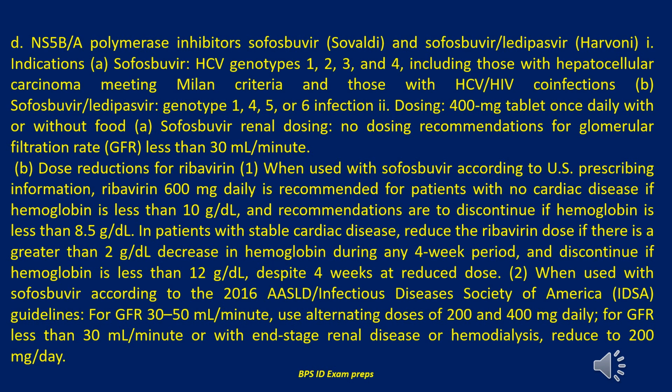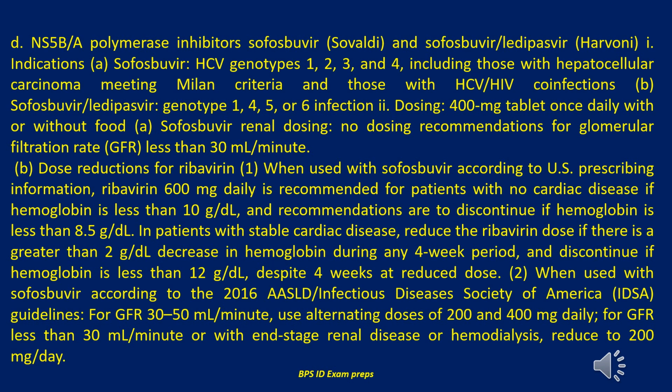1. When used with sofosbuvir according to U.S. prescribing information, ribavirin 600 mg daily is recommended for patients with no cardiac disease if hemoglobin is less than 10 grams per deciliter, and recommendations are to discontinue if hemoglobin is less than 8.5 grams per deciliter. In patients with stable cardiac disease, reduce the ribavirin dose if there is a greater than 2 grams per deciliter decrease in hemoglobin during any 4-week period, and discontinue if hemoglobin is less than 12 grams per deciliter despite 4 weeks at reduced dose.